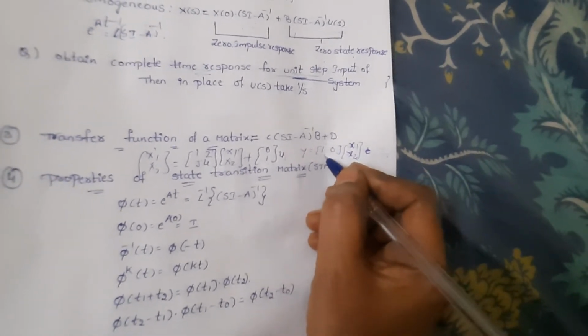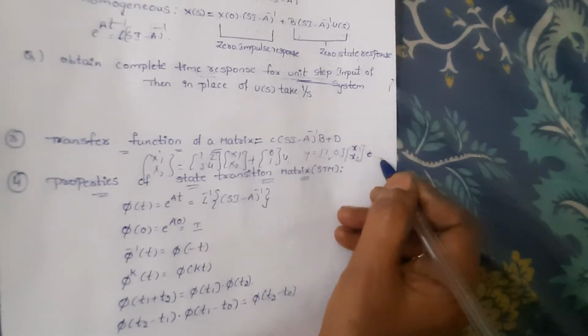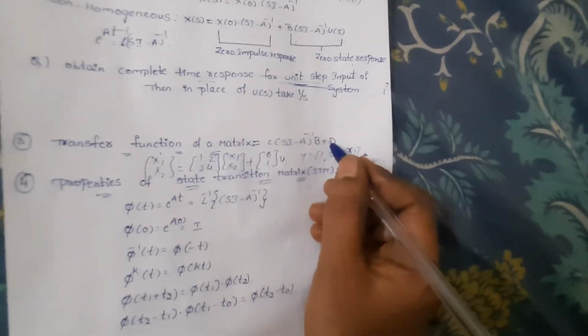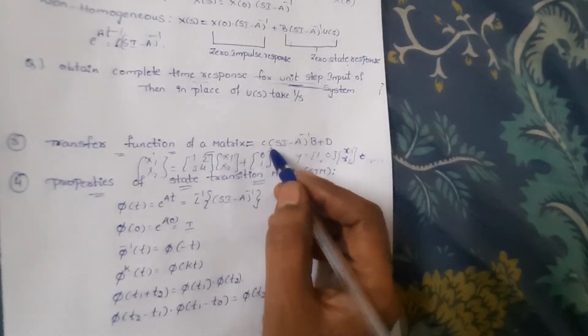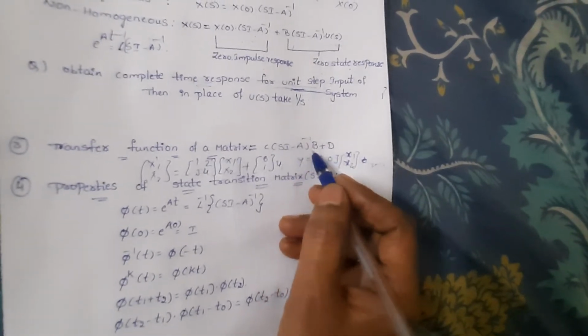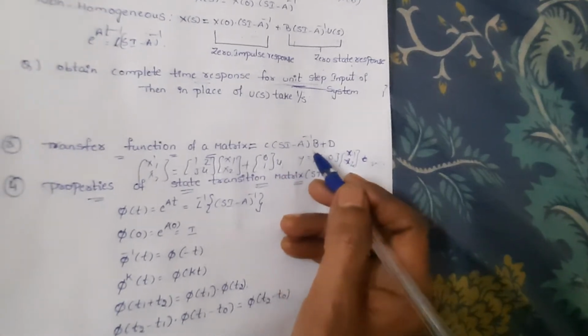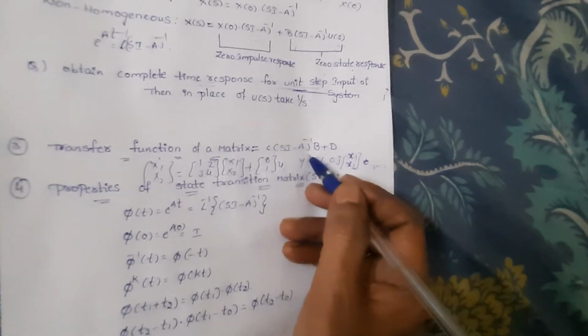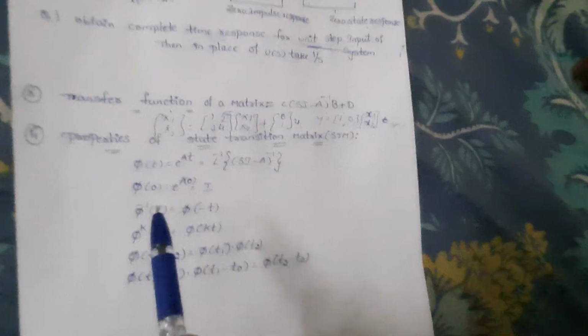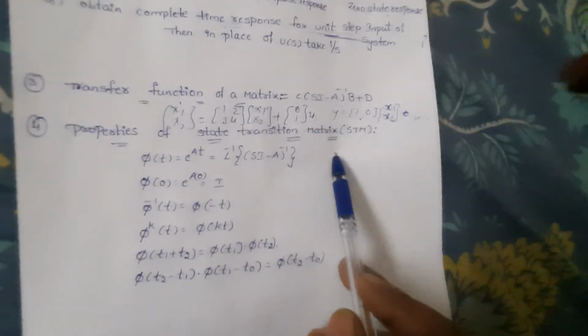So here you have the C matrix. If the D matrix is not given, you assume it as 0. This becomes 0 and you have to determine C(sI - A)^-1 B, right? And we have already seen this formula, (sI - A)^-1 for a 2 by 2 matrix and 3 by 3 matrix, right? Next, properties of the state transition matrix.